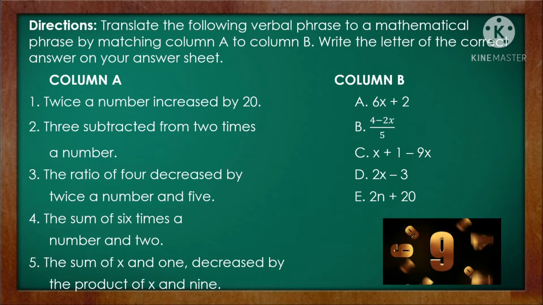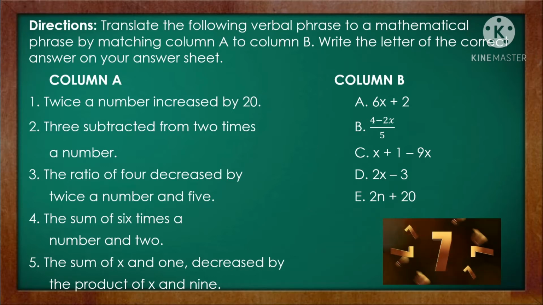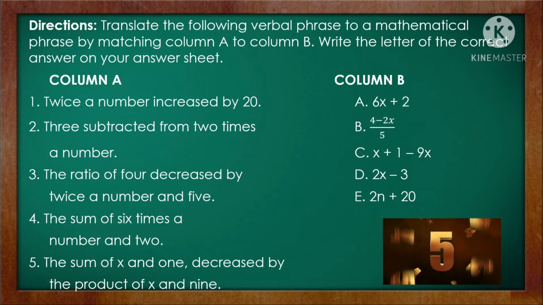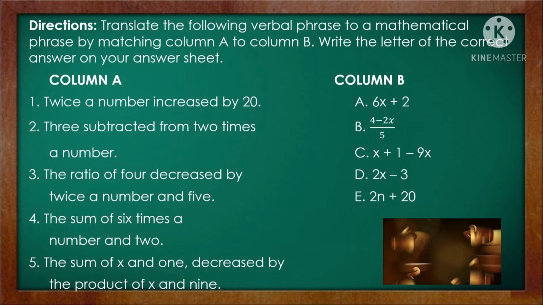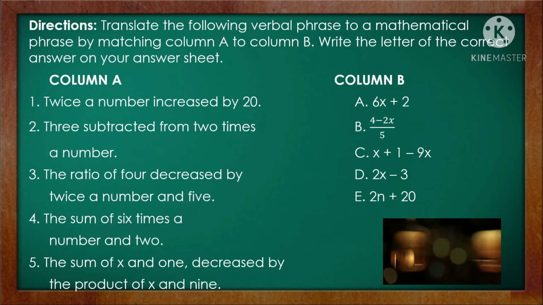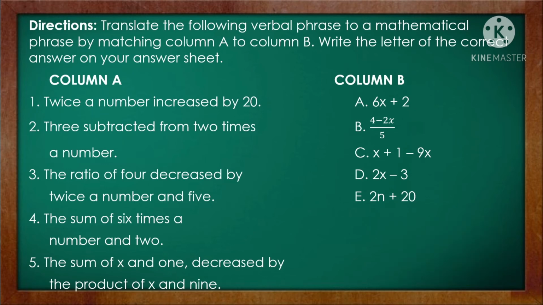10, 9, 8, 7, 6, 5, 4, 3, 2, 1. Okay, time is up. Let us check your answer. Twice a number increased by 20 is... If your answer is letter E, then you are correct. 2n plus 20.